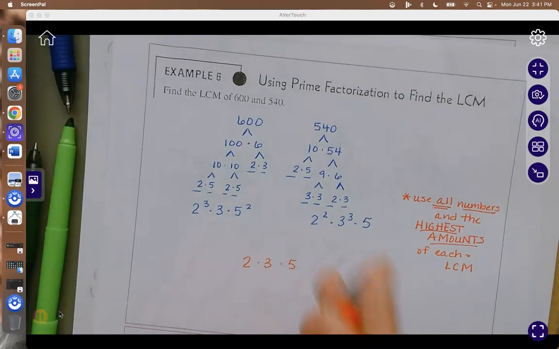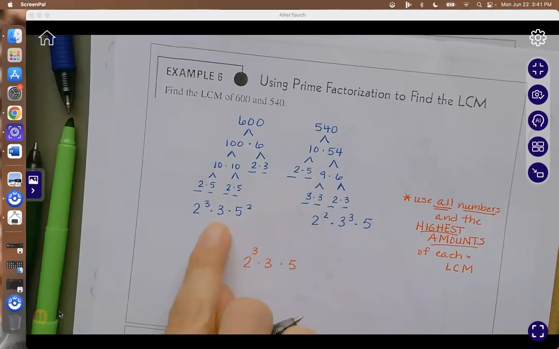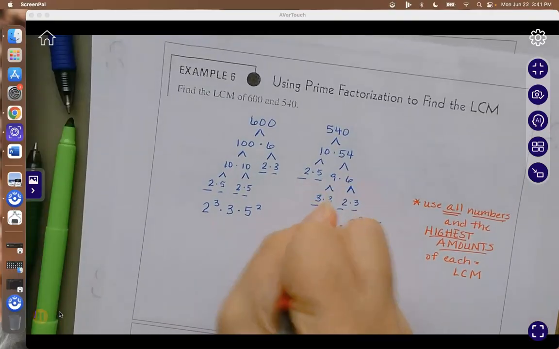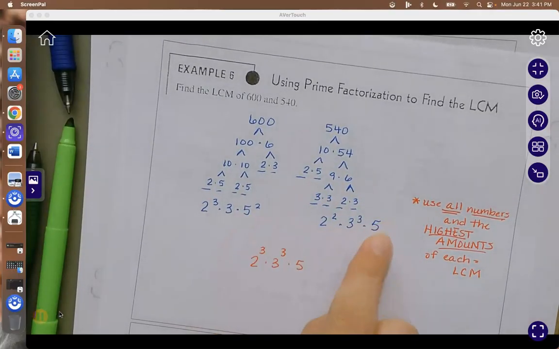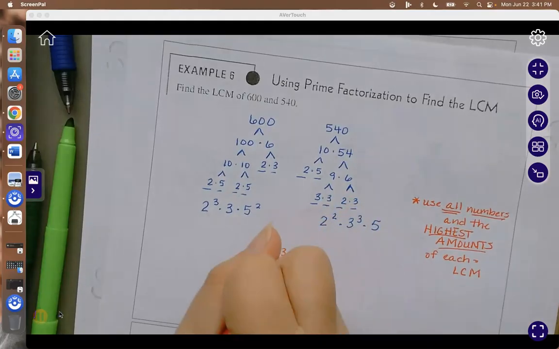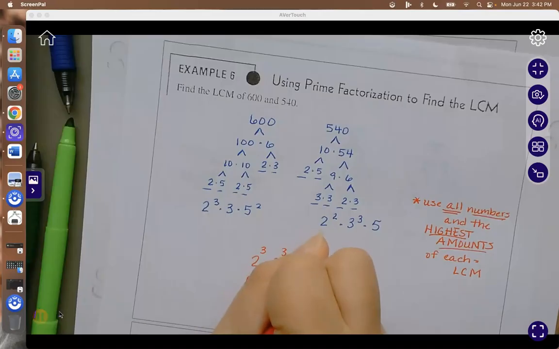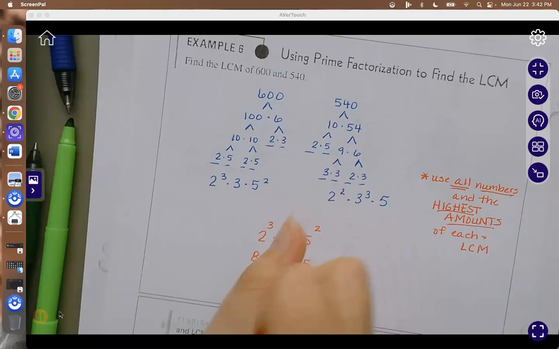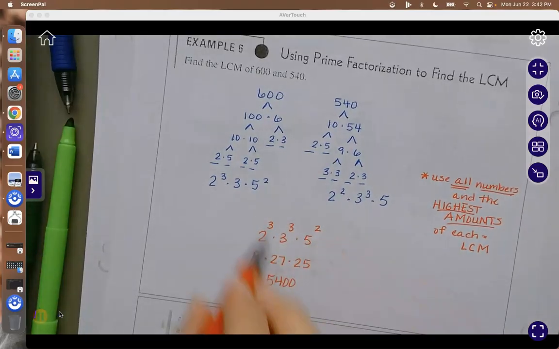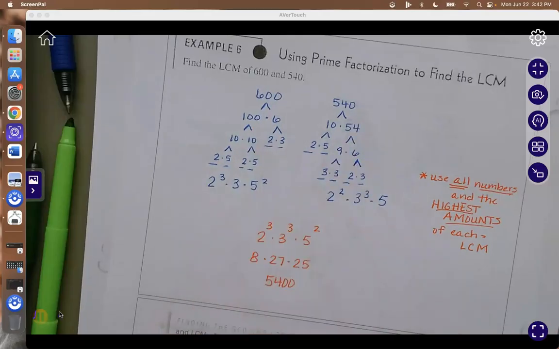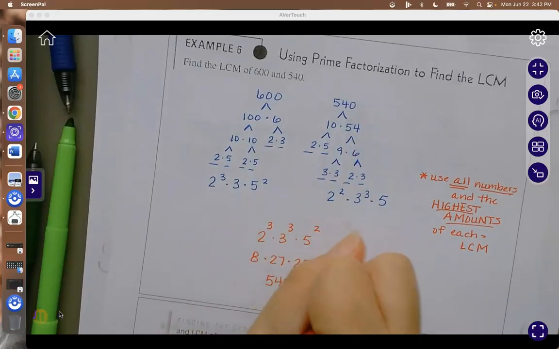So the highest exponent I see on a 2 is a 3. Highest exponent I see on a 3 is a 3. And the highest exponent I see on a 5 is a 2. So 2 cubed is 8. 3 cubed is 27. And 5 squared is 25. So when I multiply all those together, that gives me 5,400. So the first number in the multiples of these that they would have in common is 5,400.